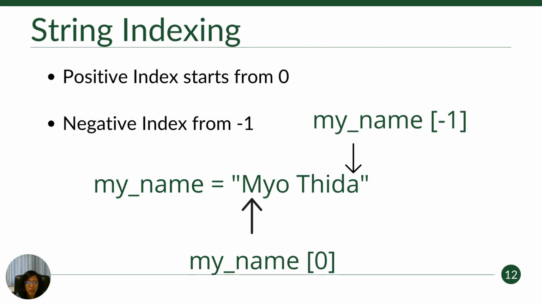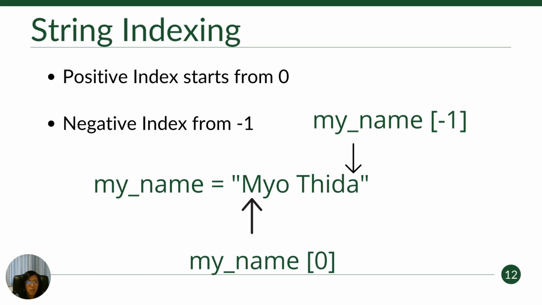So the element M is located at index 0. To access this M, you just use the square brackets and put the index value. So myname[0] will give you M, myname[1] will give you Y, myname[2] will give you O. Or we can use negative indexing. Negative indexing comes from the reverse order. The last element will be at index -1. So if you access myname[-1], you will get A.